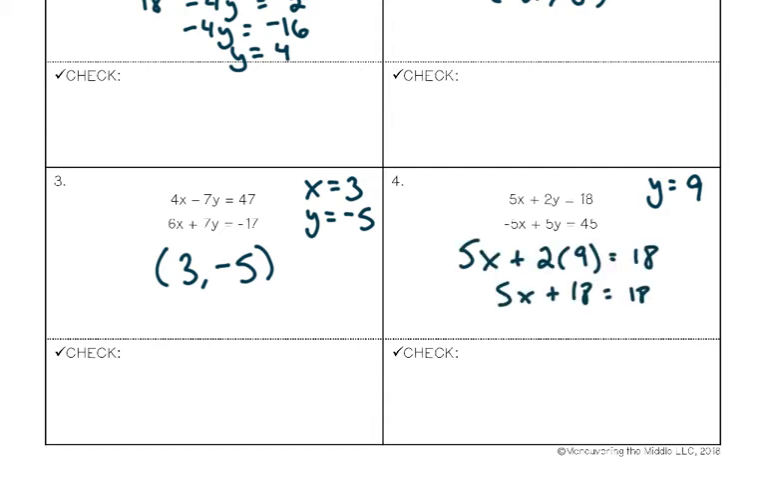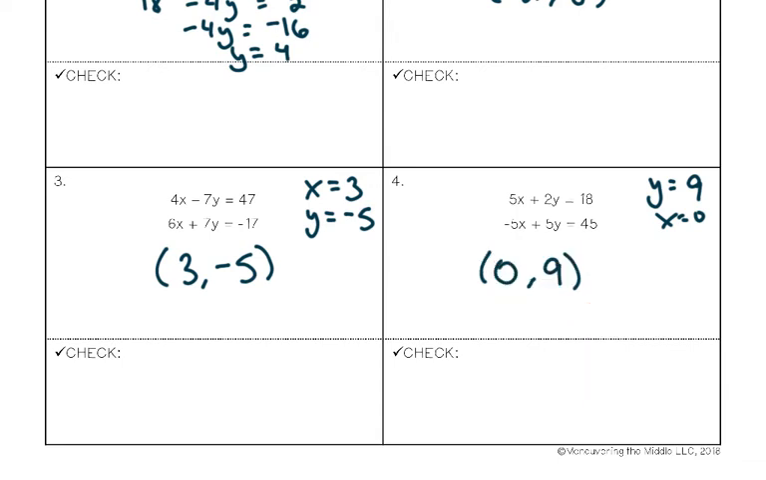I got to this step. I plugged in the 9 for the y. I got 5x plus 18 equals 18. I'm going to subtract 18 from both sides, and I'm going to end up with 5x equals 0. When I divide both sides by 5, I end up with x equals 0 divided by 5, which is 0. It's okay to get x equals 0. That's fine. It means that the point where these cross is actually going to be on the y-intercept of 9. So the point where these two lines intersect is at 0, 9.